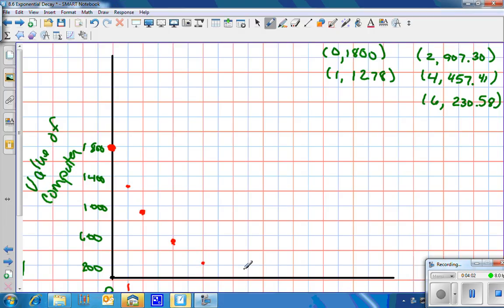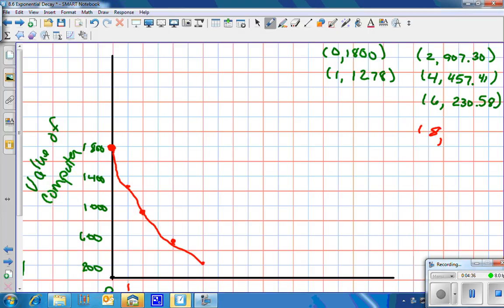And I could go out more, but you're going to see that they're really, really close to 0, but never quite get there. I mean, it's going to have some value. I don't go past the y-axis because it's a real-life situation, and I'm just doing the data. And if I was drawing this for real, for longer than just 6 years, I want to see that curve. Okay, so I might go ahead and do it for year 8, just so that I have that information.